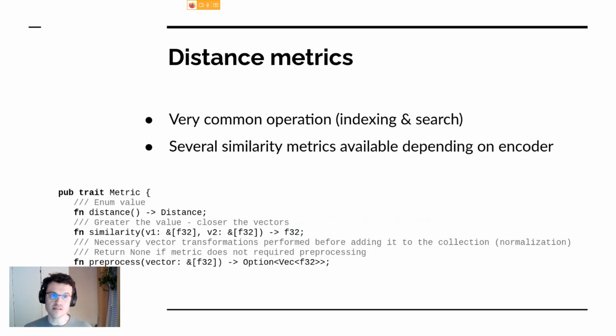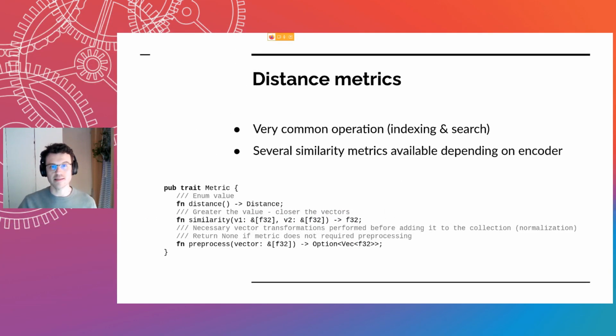All right, let's go back to the distance metrics. By now, you should understand that this is a very common operation at runtime. We do it a lot during indexing when building those layers, and also at search time when going through the graph. We have several similarity metrics available depending on the encoder. That's dependent on your model. Internally, we've decided to use a trait to abstract away the concrete metric. This enables us to split the metric implementation from the indexing and the search, and this way, we can add new metrics without breaking the whole code base.